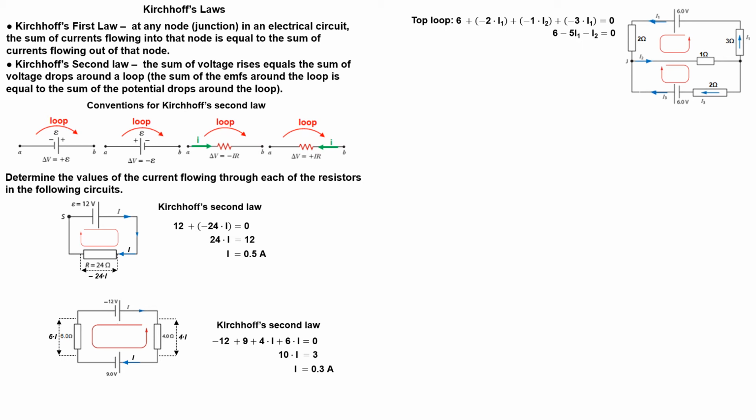We go through the bottom cell from negative to positive, so following the conventions, the voltage is positive as well. Next, we go through the resistors. In the bottom loop, the loop direction is the same as the direction of the current in each resistor. So, following the conventions, for all resistors, the voltage is negative. We now apply Kirchhoff's second law.